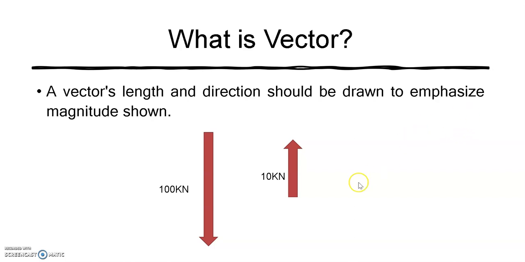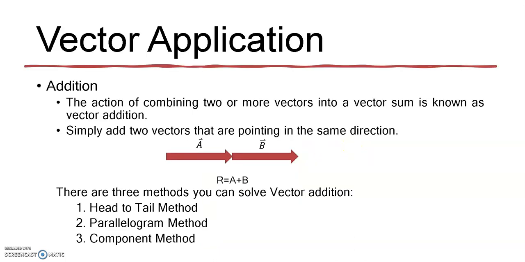So if you're going to compare two different magnitudes, let's say a force. So you can see here that the longer arrow downward represents a larger magnitude compared to the smaller magnitude of an arrow with a magnitude of 10 kilonewton going upward. Okay, so that's it. Moving on.